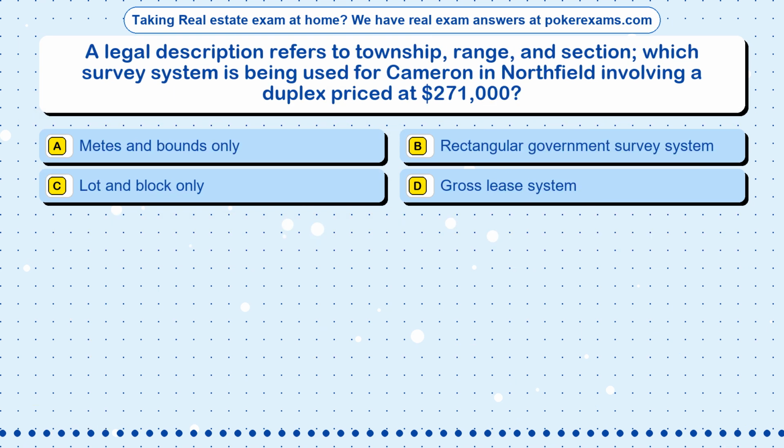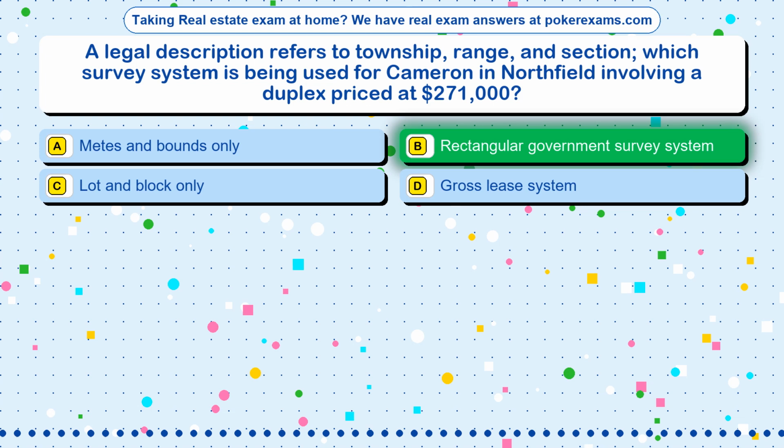Question 2. A legal description refers to township, range, and section. Which survey system is being used for Cameron in Northfield involving a duplex priced at $271,000? Option A, metes and bounds only. Option B, rectangular government survey system. Option C, lot and block only. Option D, a gross lease system.